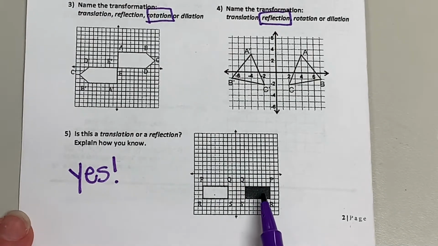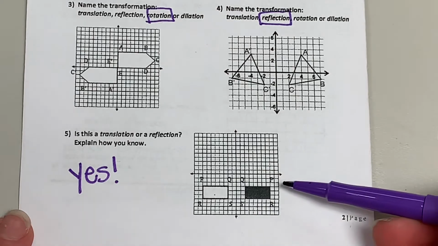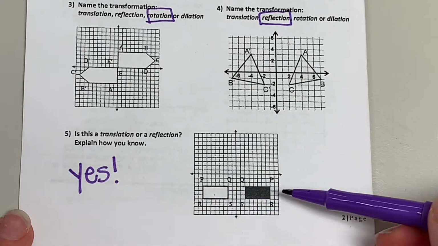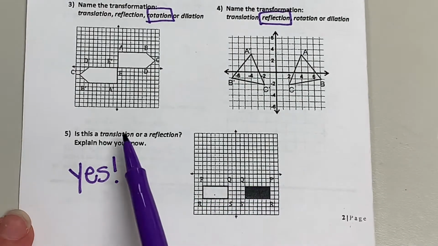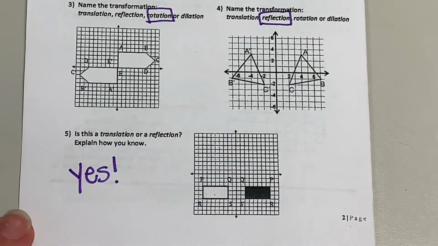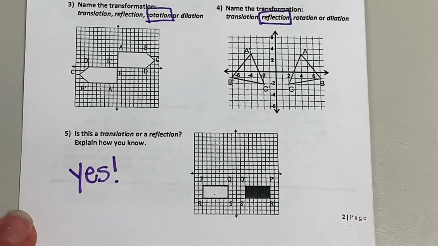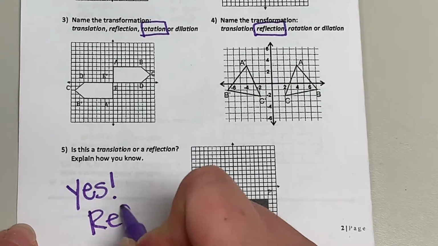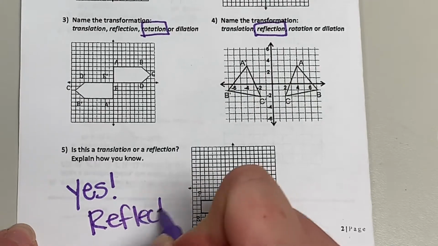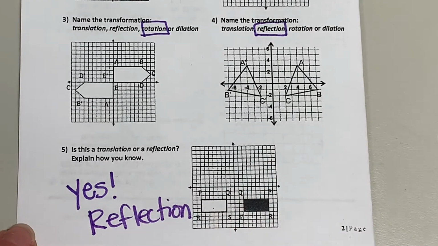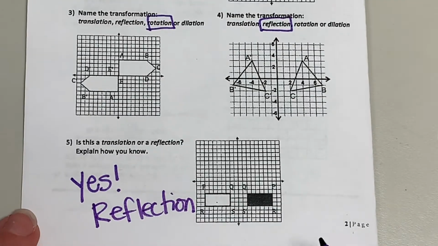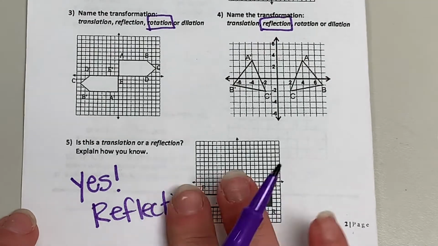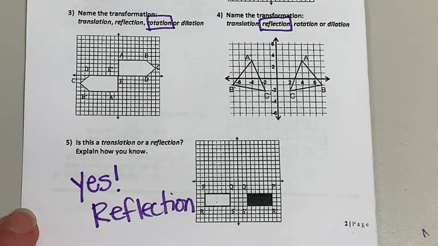If it was just a translation, that is a slide. So is this a translation or a reflection? Excuse me, I did not read the question properly. Yes, it is a reflection. Not a translation. A translation would just slide the letters and they would be in the same position, PQ. This is QP. So it clearly tells me that it flipped.